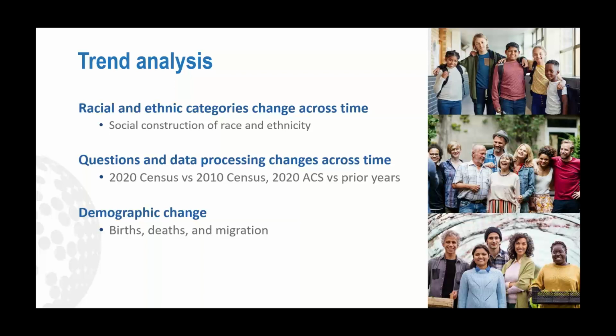The way this has been implemented in measurement is that the way the US government has counted Americans has changed frequently across time, and the racial categories that are captured and the data processing techniques that are used have changed decade to decade across the census.